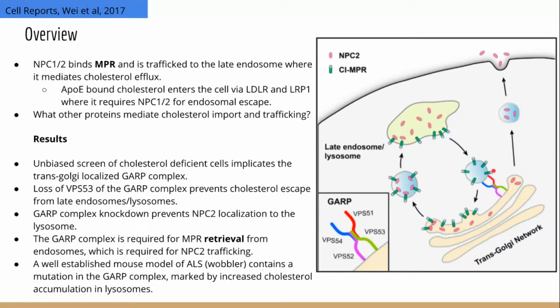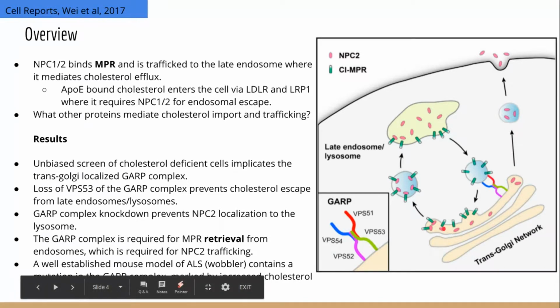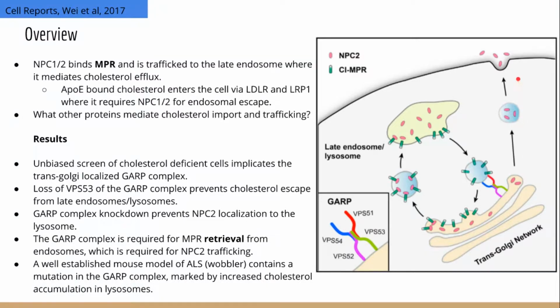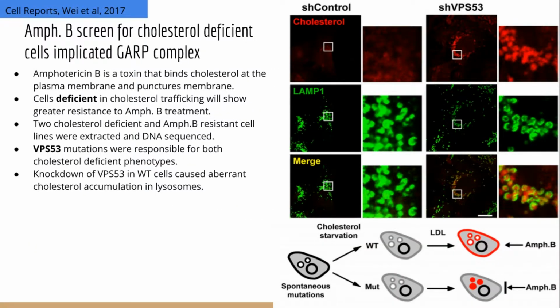This is what happens when the GARP complex is mutated or destroyed. It causes the secretion of NPC2, because if NPC2 cannot bind to the MPR receptor for endosome localization, it's instead constitutively secreted. That's the alternative pathway of NPC2 if the GARP complex cannot retrieve the MPR protein.